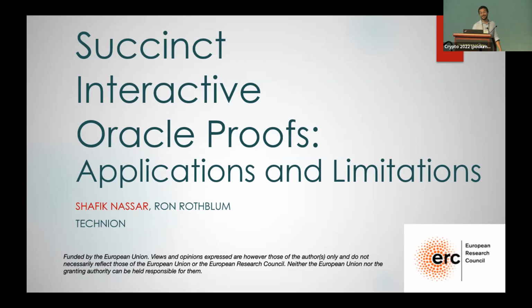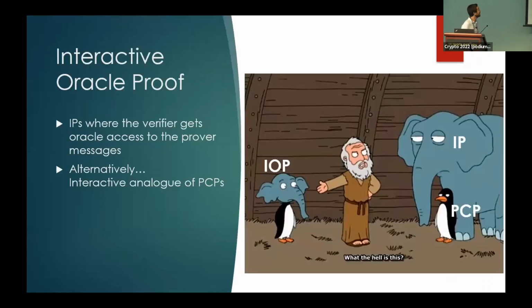So this talk is about Succinct Interactive Oracle Proofs. Let's start by breaking down the title, understanding what we're talking about. Interactive Oracle Proofs, or IOPs, are a relatively new type of proof system that generalizes both traditional interactive proofs and probabilistically checkable proofs.